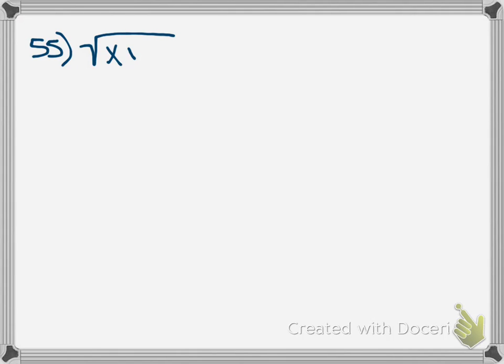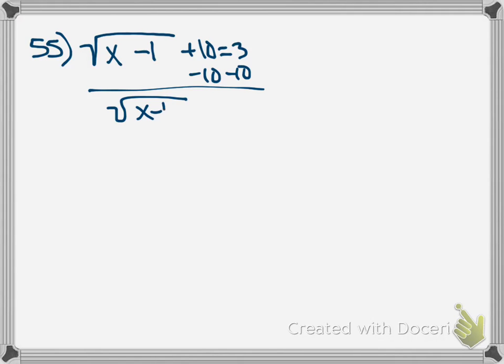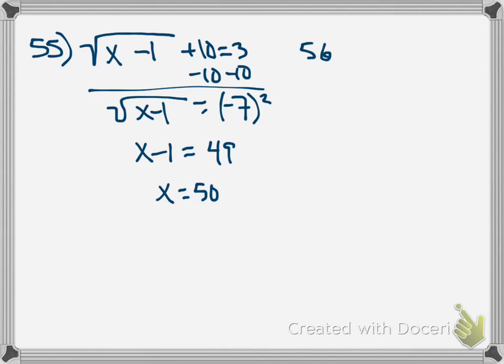See here, I've got the square root of x minus 1, plus 10, equals 3. So I would subtract 10 and get the square root of x minus 1. Once you have the square root by itself, then you can square both sides, and every time you square it, you will get a positive answer. So you have x minus 1 is equal to 49, and then you add 1 to get 50. Fairly simple to do those types of problems.